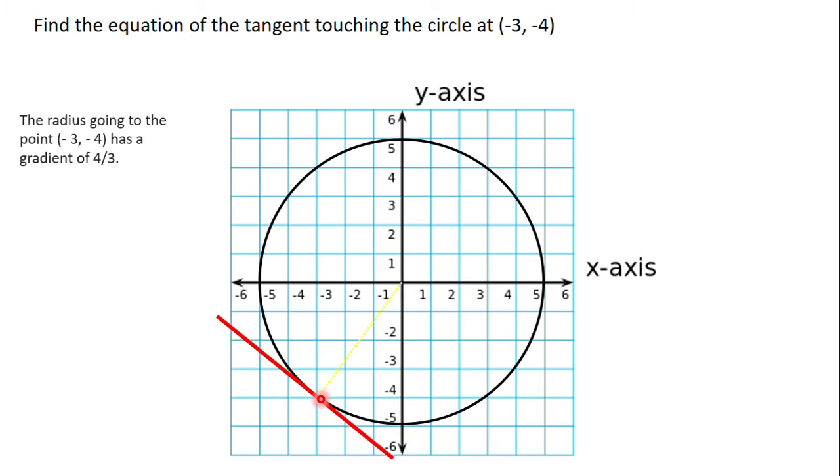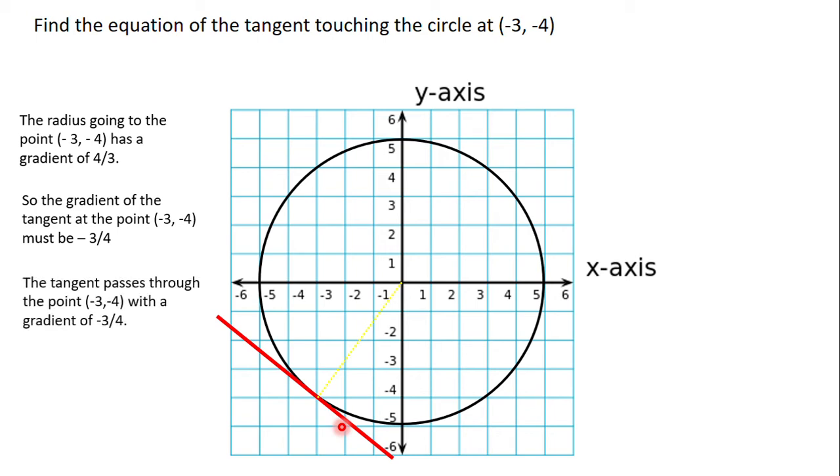Okay, so we've got the radius, which is a gradient of 4/3. How are we going to find the gradient of this tangent over here? Well, to find the gradient of a perpendicular line, you take the gradient of the first line, just swap the fractions around, change it from positive into negative or from negative into positive. That's called finding the negative reciprocal of the first gradient. Okay, so the gradient of this tangent is going to be -3/4. This is positive 4/3, and this is going to be -3/4. That's how we find perpendicular gradients.